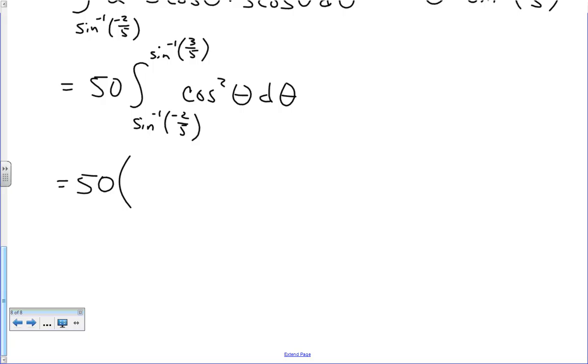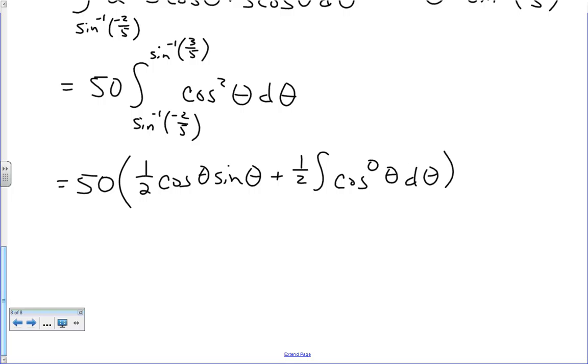So for cosine squared, n is equal to 2, in other words, it is equal to 1 divided by 2 times the cosine of theta, sine of theta, and then plus 1/2 the integral of cosine to the 0 of theta d theta. And we're going to evaluate this. I'm just going to use our vertical line to indicate that we're going to evaluate this from our lower bound of sine inverse of, sorry, that's not a 3, it's a negative 2/5, to the sine inverse of positive 3/5.